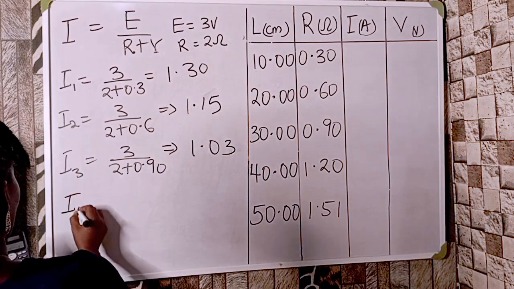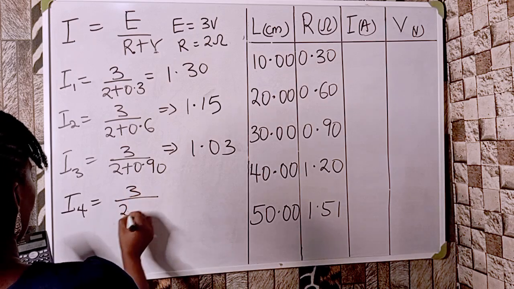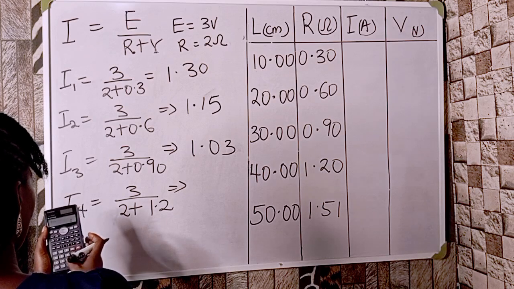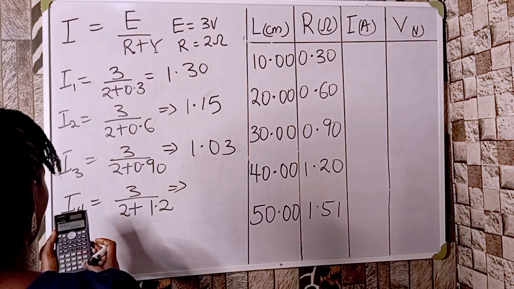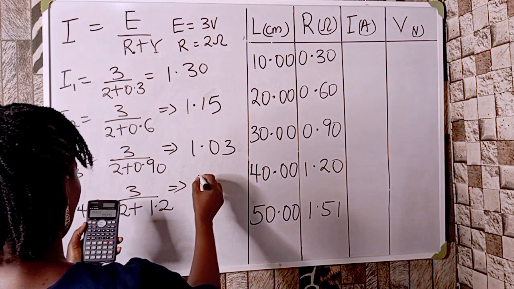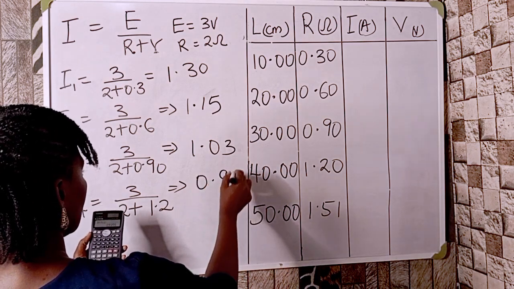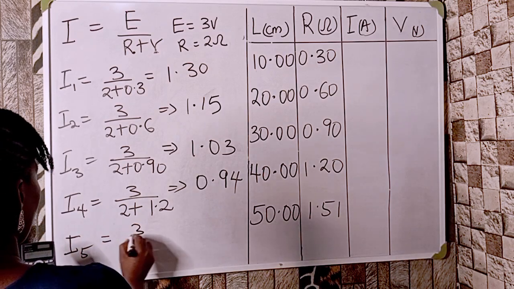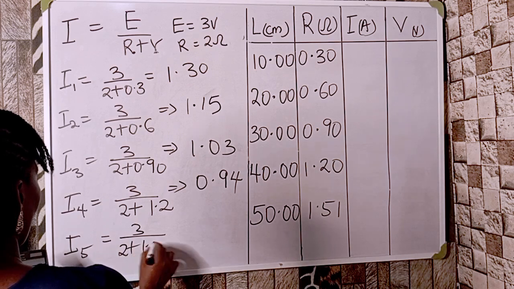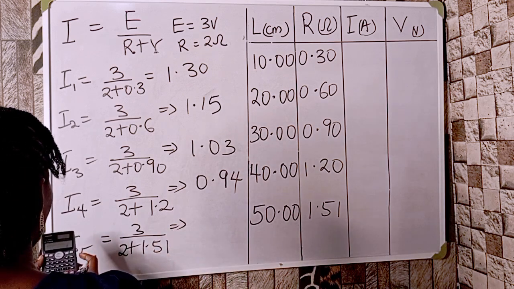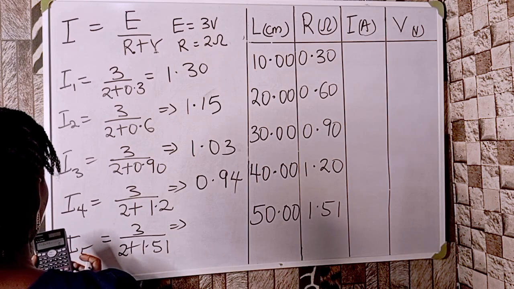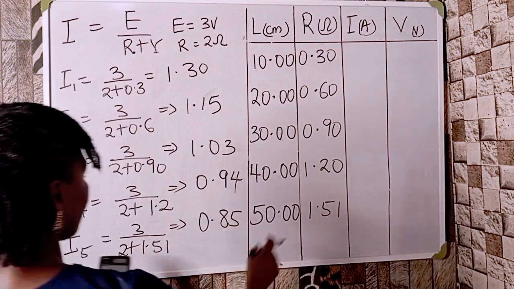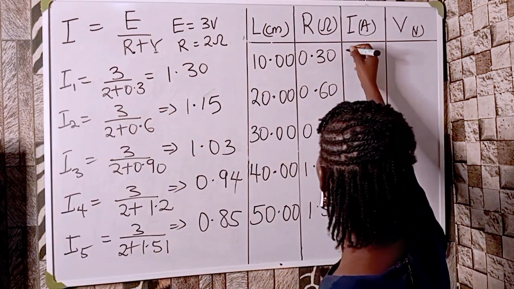1.03. I4, that is 3 over 2 points 1.2. Now 0.94. Then the last one is 3 over 2.1.51. 0.85. So I'm going to substitute it into what we have.